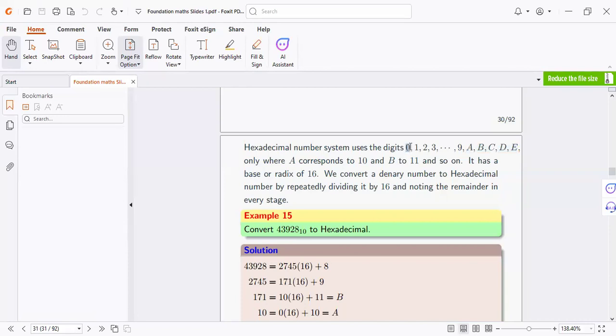So 0 is 0, 1, this is 1 number, 2, 3. So up to here, those are 10 numbers. But now 10 is A. And then B is 11. This one is 12. This one is 13. And then this one is 14. How many numbers are those?